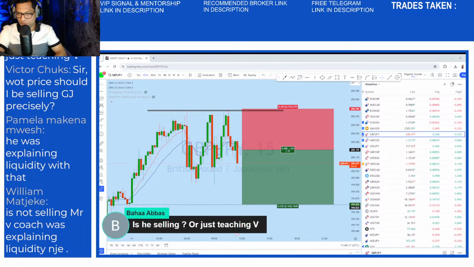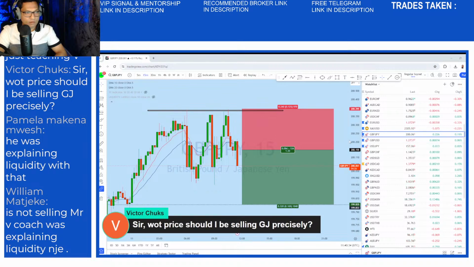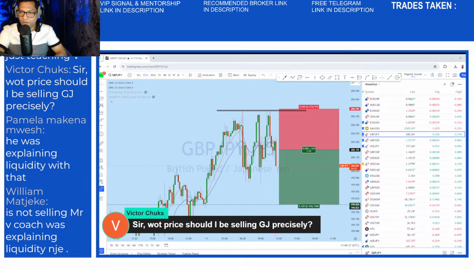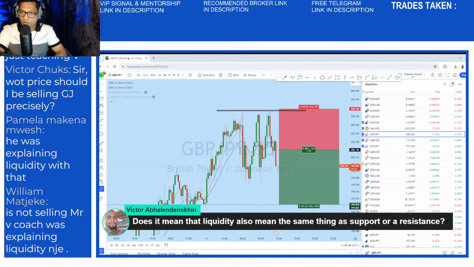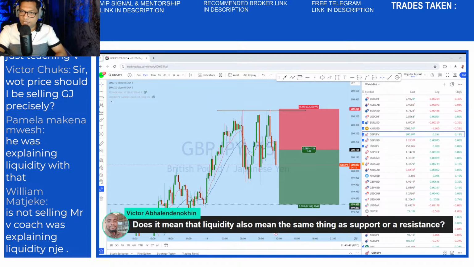Is he selling or just teaching? Both. Buying, selling, and also teaching. Whichever one you need, you can take it. Sir, what price should be selling GJ precisely? He was explaining the liquidity. Thank you, William. He is not selling, Mr. Coach is explaining the liquidity. Welcome, welcome. Thank you.